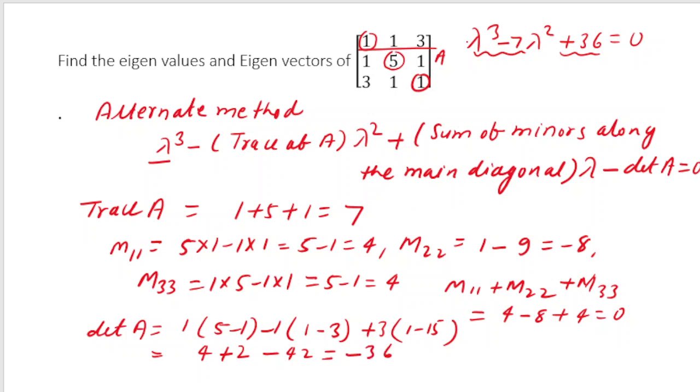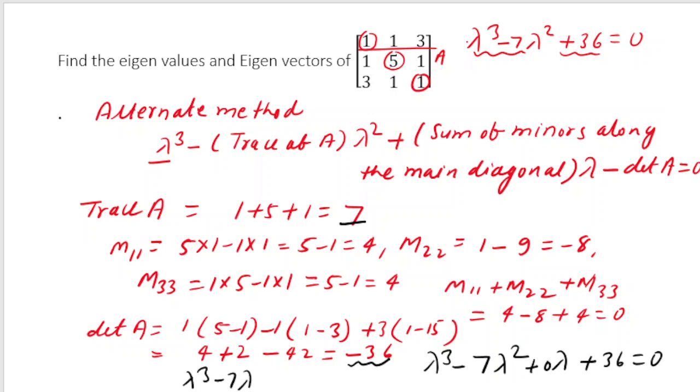So now I put all these values here. So what I will get? I will get lambda cube minus, now trace is 7, so I will get minus 7 lambda square, and sum of this is equal to 0. So there is no lambda term because I will get plus 0 times lambda, and minus determinant of A. So determinant I got minus 36, so minus minus plus 36 is equal to 0, which is nothing but lambda cube minus 7 lambda square plus 36 is equal to 0. This is the same as the characteristic equation we have got through the regular process. I hope everything is clear up to this.